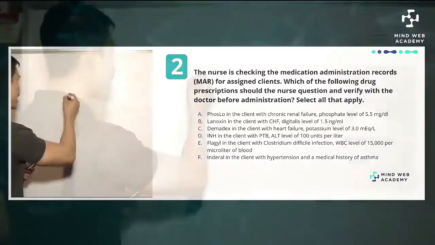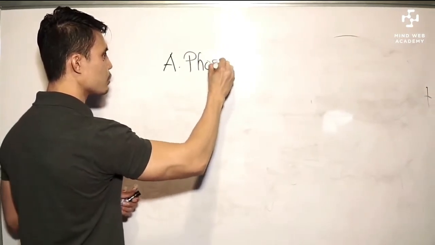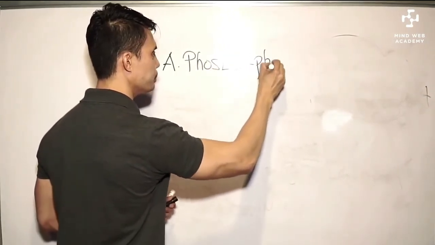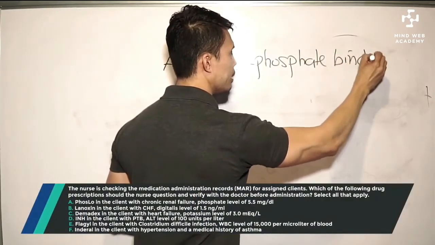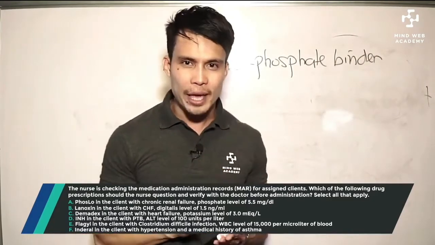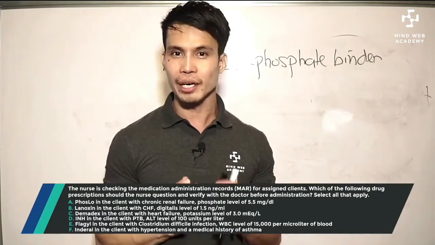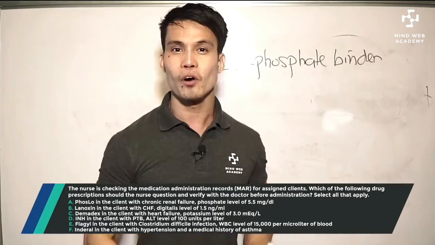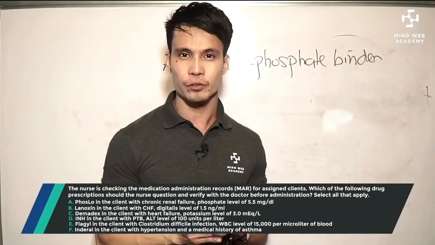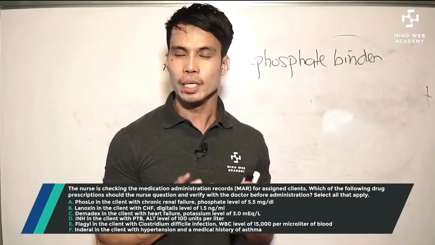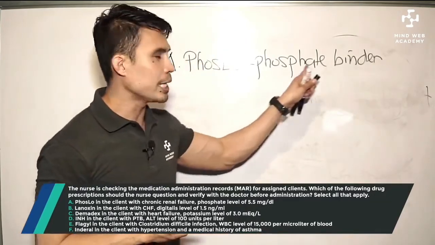So let me discuss letter A. Your Foslo is considered to be a phosphate binder. When you say phosphate binder, it decreases the phosphate levels in the blood for a client with chronic renal failure. In a patient with CRF, there is decreased excretion of the phosphate, leading to hyperphosphatemia. And then there is also decreased level of your calcium. If you have a decrease in calcium, it can inversely increase the level of your phosphate. That's why we need a phosphate binder.